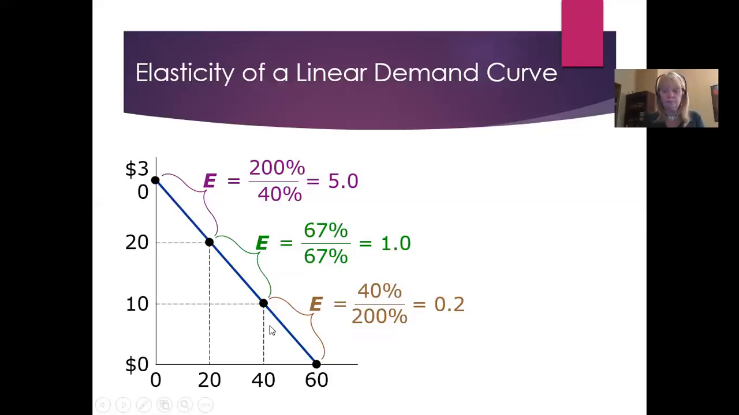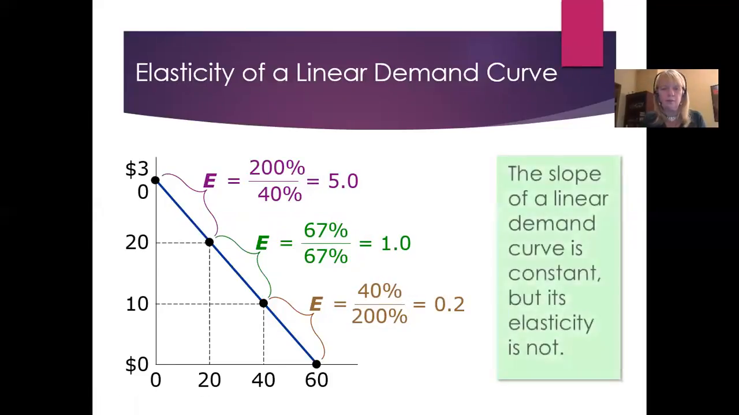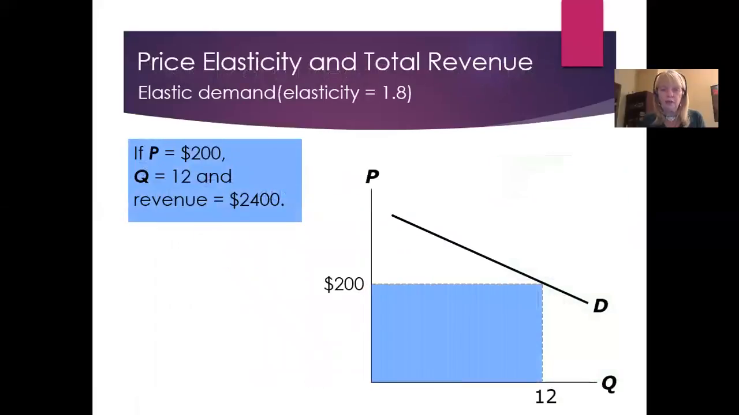Why do we care? It relates to total revenue. What is total revenue? Total revenue is price times quantity. What was the selling price times how many did you sell? What did you sell them for? How many did you sell? Price times quantity. It's just as simple as that.